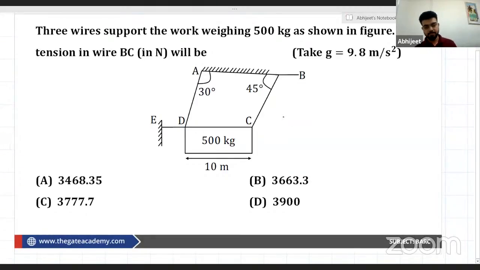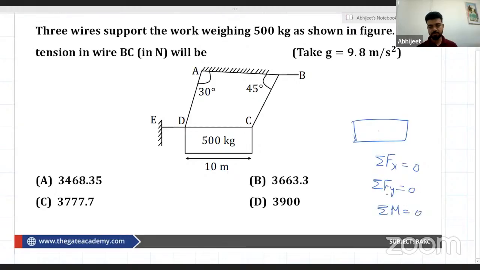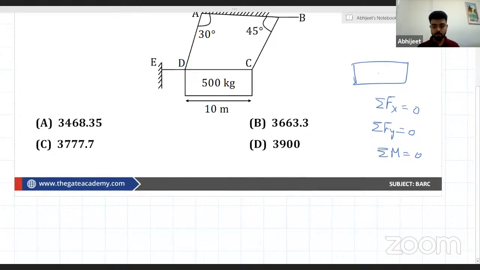Now what happens here? We see that there are three strings, ED, AD and BC. Finding these three reactions, obviously we can do that by applying the three equations of equilibrium: summation of Fx equal to 0, summation of Fy equal to 0, and summation of M equal to 0 about any point. But here we have to just find the tension in BC, so we will use the methodology which takes less time.